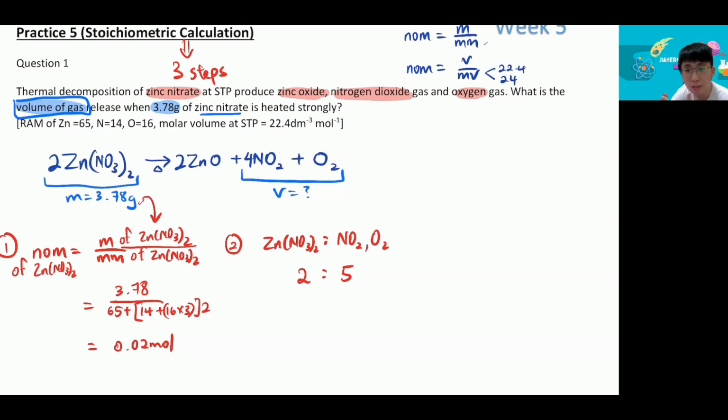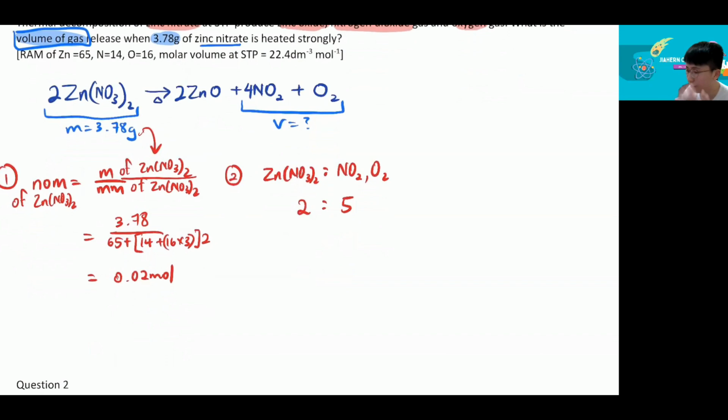So what's the point of this? The point of this is I can relate the ratio to the number I found in step 1. So let's say if I tell you that the ratio is 2 to 5, what you're going to do is, I know that zinc nitrate, the exact number of mole, it was 0.02 according to step 1, right? So right now, I'm going to make this 0.02, okay? And then I'm going to try to find the number of mole of the gas.